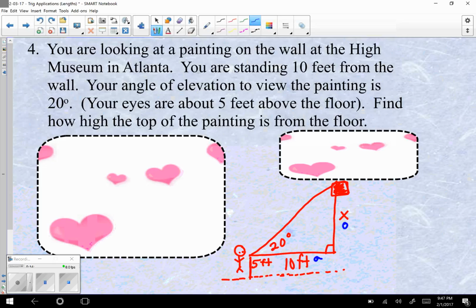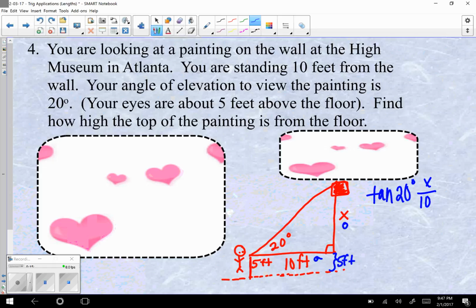Okay, so when you try to find the distance that the painting is above the floor, you can find the distance from the painting to eye level, right? And then you're going to have to also throw in, you got to remember this distance of 5 feet later on. But right now I need to just figure out what x is. Okay, so I use the triangle that I drew. So if I've got the opposite and the adjacent leg, I know that's tangent. So I have tangent of 20 degrees is x over 10.